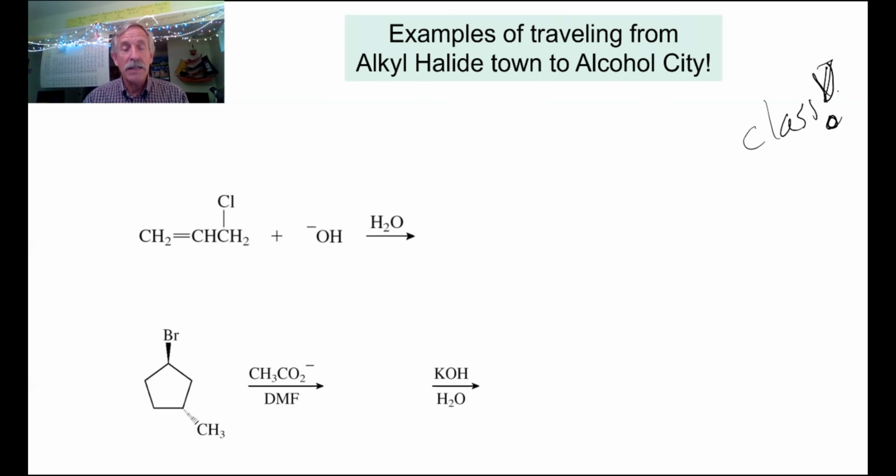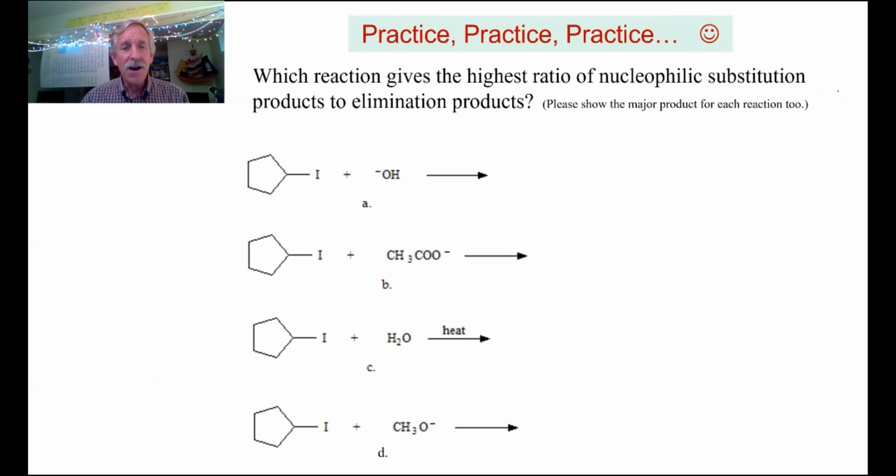Oh, that's not enough to play with? Oh, well then let's practice with these. All right, try to tell me which one of these produces the highest ratio of nucleophilic substitution over elimination products. So again, this is kind of merging back into chapter 8 and 9, but also letting you see the chemistry that we've just learned today. Okay, so bring the answers to these to class.